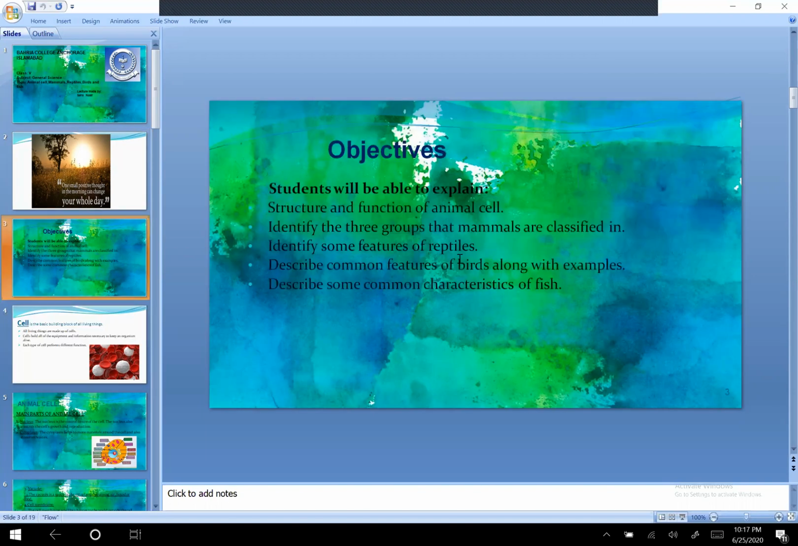At the end of the lesson, students will be able to explain structure and function of the animal cell, identify the three groups that mammals are classified in, identify some features of reptiles, describe common features of birds along with examples, describe some common characteristic of fish.